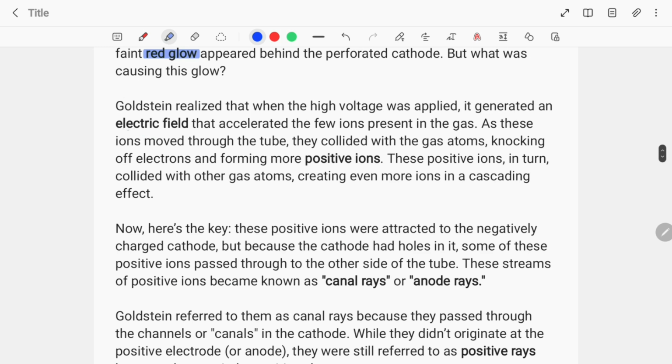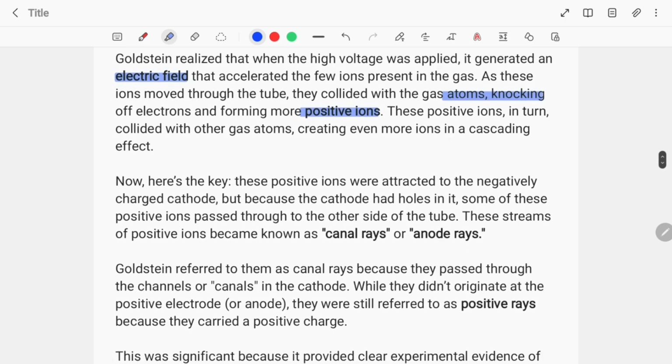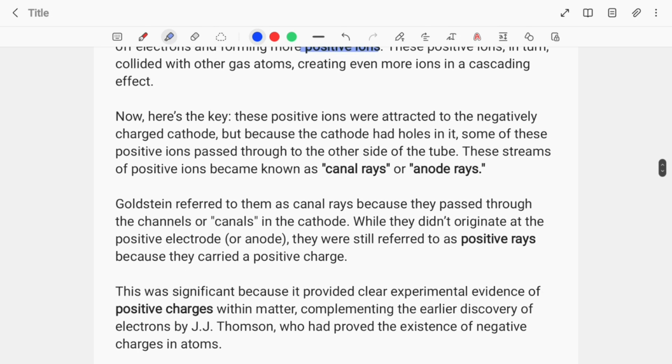Goldstein realized that when the high voltage was applied, it generated an electric field that accelerated the few ions present in the gas. As these ions moved through the tube, they collided with the gas atoms, knocking off electrons and forming more positive ions. These positive ions, in turn, collided with other gas atoms, creating even more ions in a cascading effect. Now, here's the key.